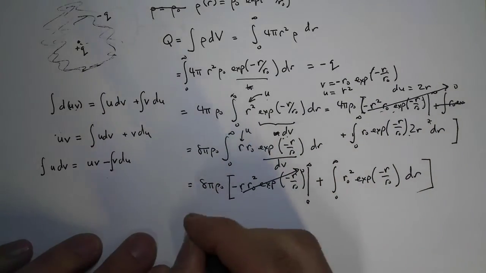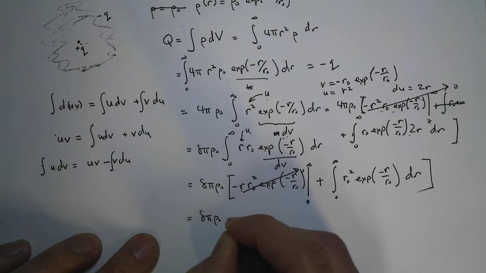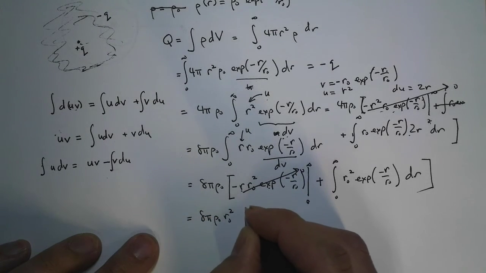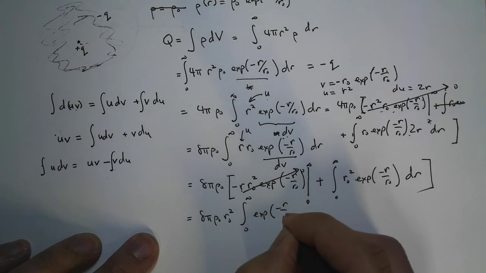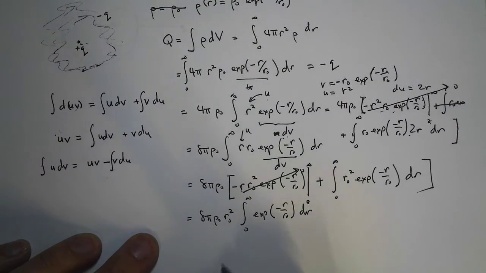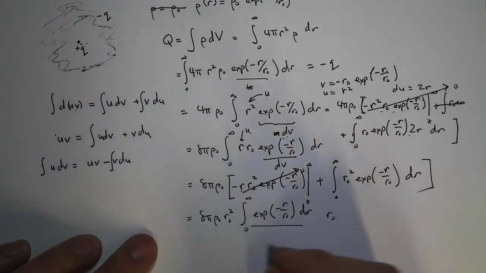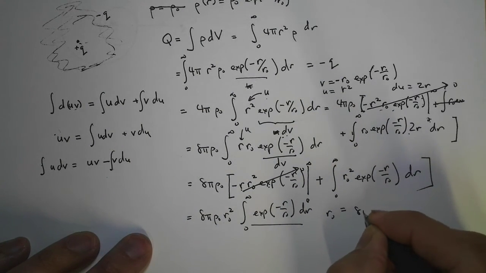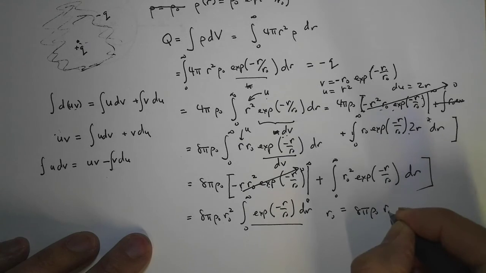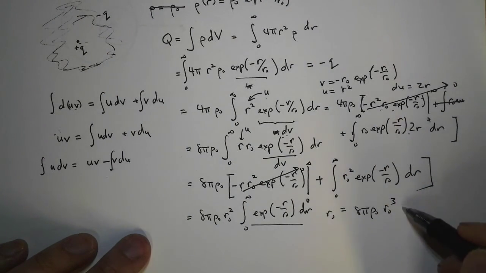Amazingly enough, this is going to be equal to 8 pi rho 0 r0 squared integral from 0 to infinity of exponent minus r over r0 dr. And evaluating this integral just gives me another factor of r0. So this is simply equal to 8 pi rho 0 r0 cubed. It has the right units now, right? This is a unit of volume.